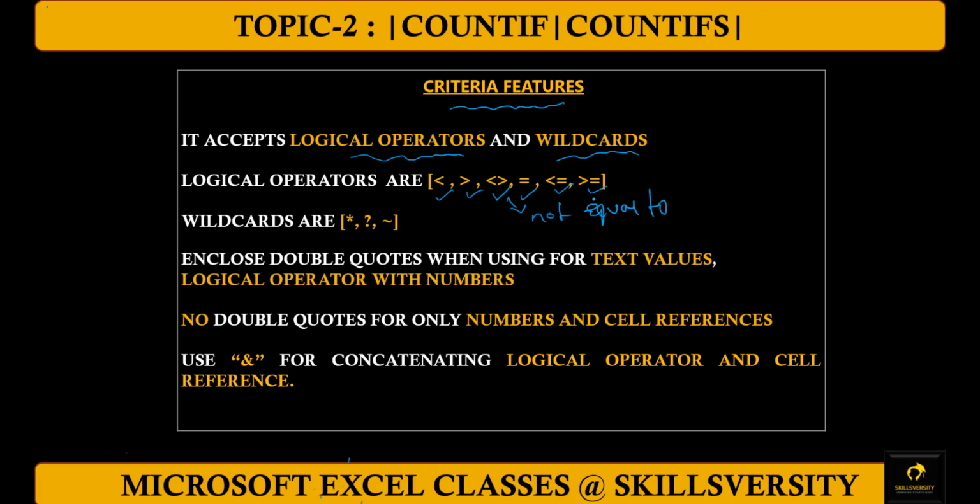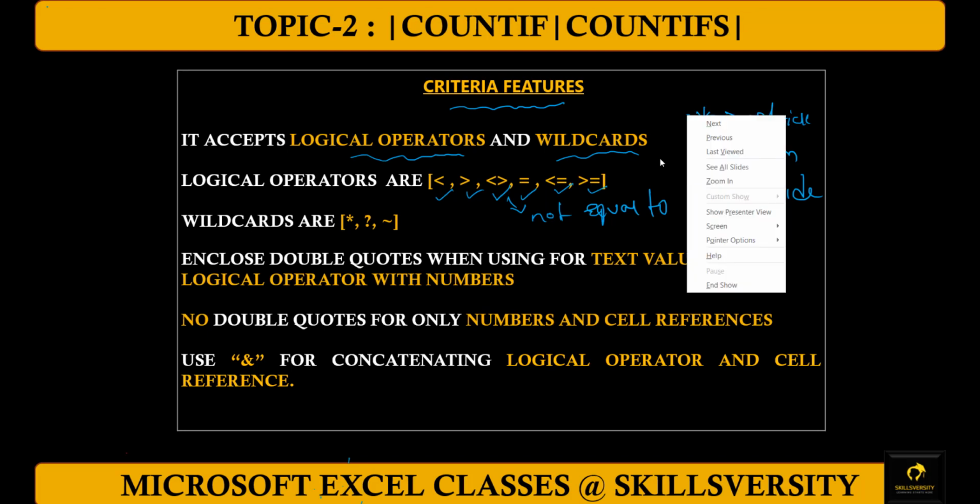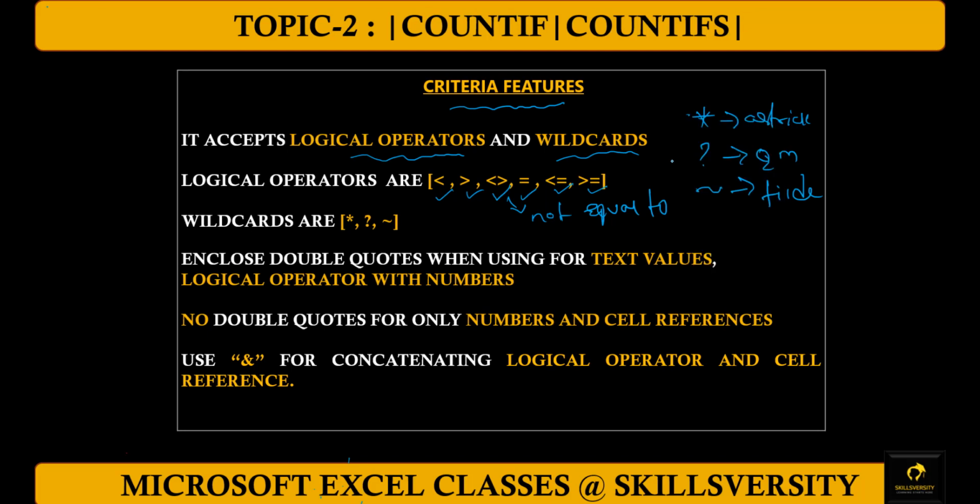If you are using Excel or any other programming language, you might be aware of these logical operators. And what are the wildcards in Excel? In Excel we have three wildcards. One is asterisk, another one is question mark, and one more is tilde. So how to use all these three wildcards to take our data analysis to the next level? We'll see it when we jump into an example.